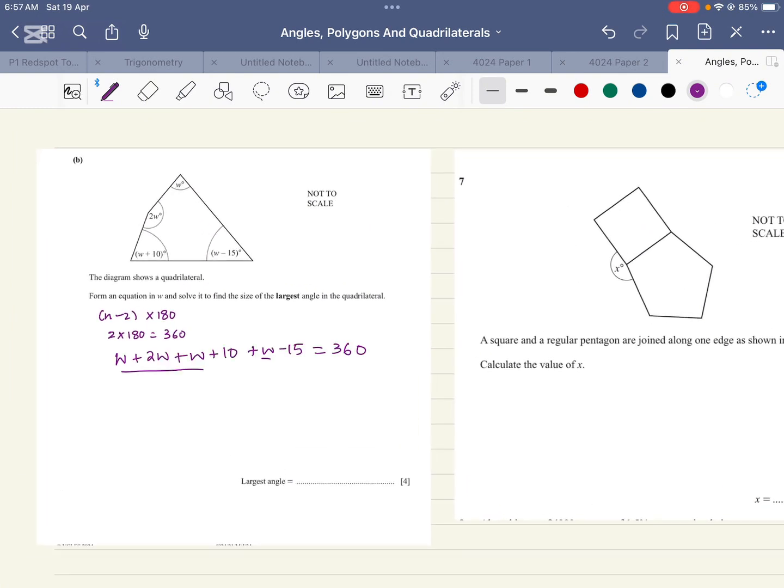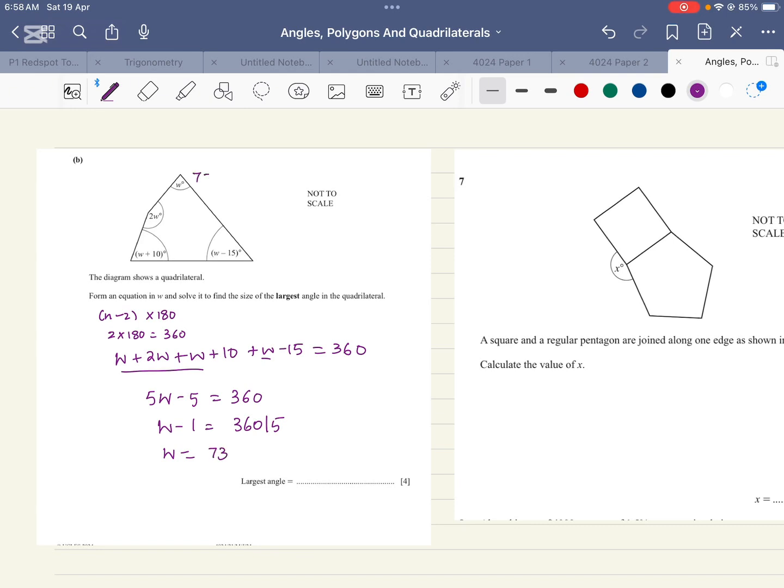So 4w, 5w minus 5 is equal to 360. Let's take out 5 common. w minus 1 is equal to 360 divided by 5. w is equal to 72 plus 1, which is 73.